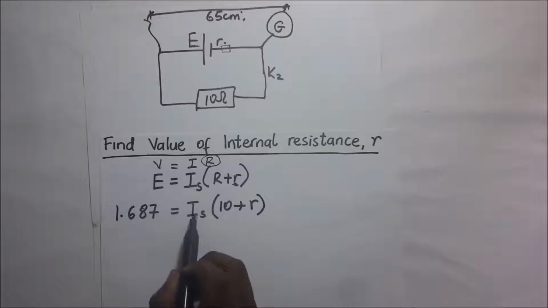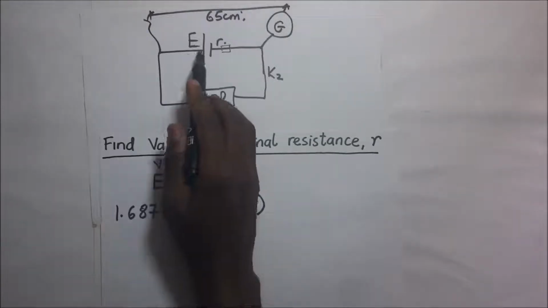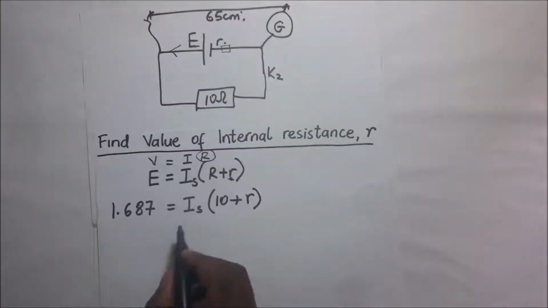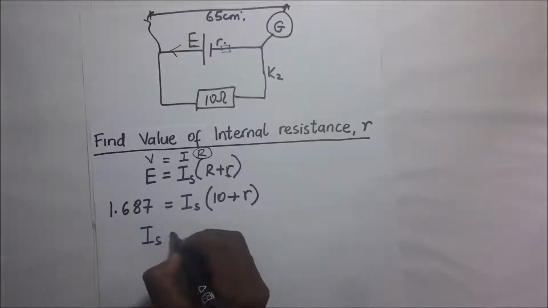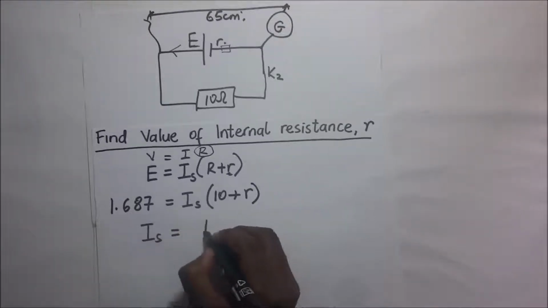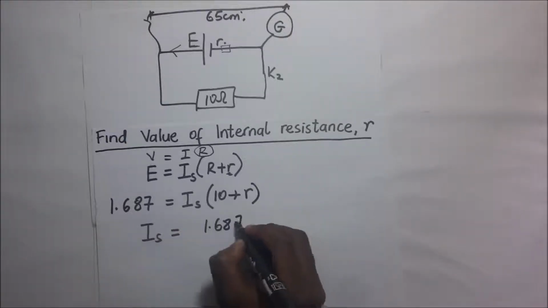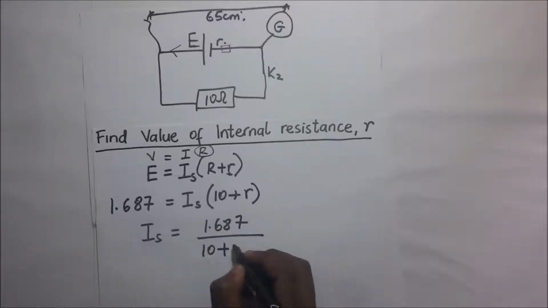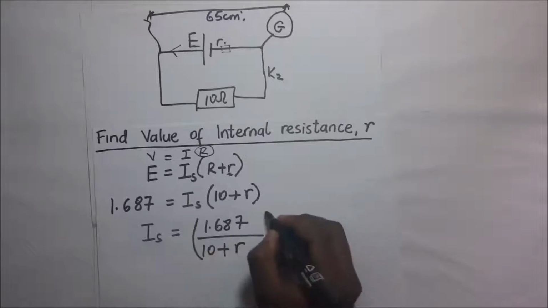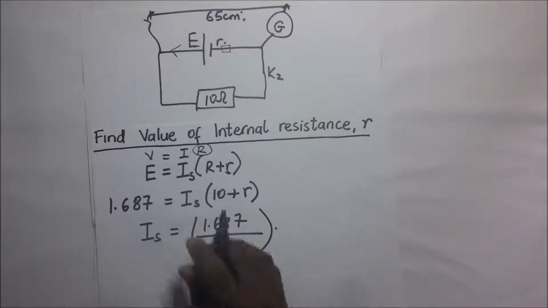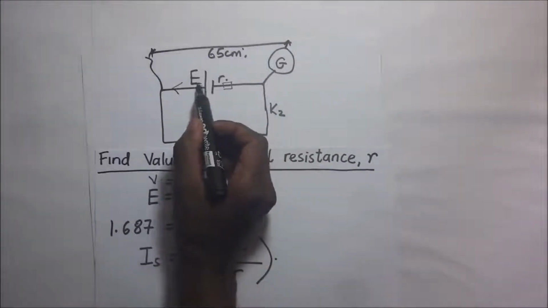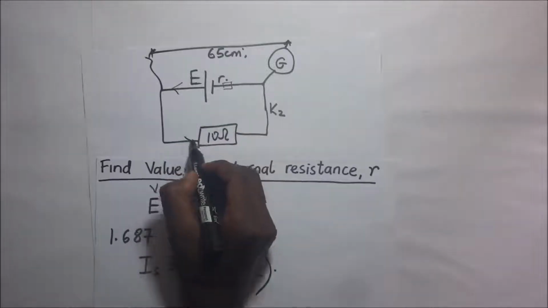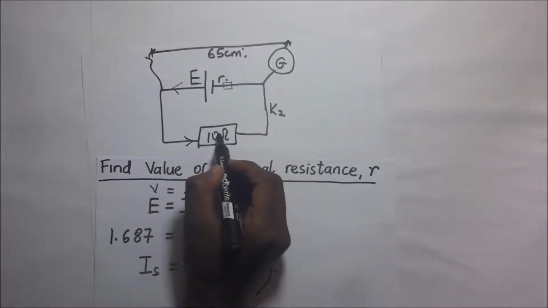Now here we do not know the current flowing through the secondary circuit, so we make IS the subject of the formula. This becomes 1.687 divided by 10 plus r. This is the current flowing through the secondary circuit, coming out of here, and it is going through that 10 ohm resistor.